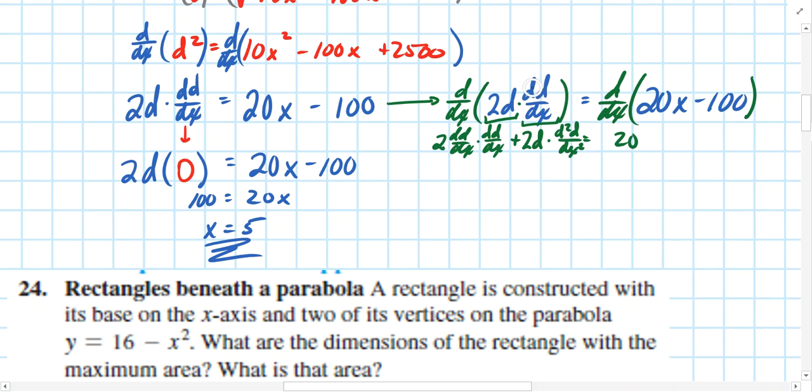So we're essentially finding the derivative of a derivative, which is the second derivative. And if we simplify a little bit, this dd/dx times this dd/dx makes our second derivative. So 2 (dd/dx) squared plus 2d d squared d/dx squared. That still equals 20.